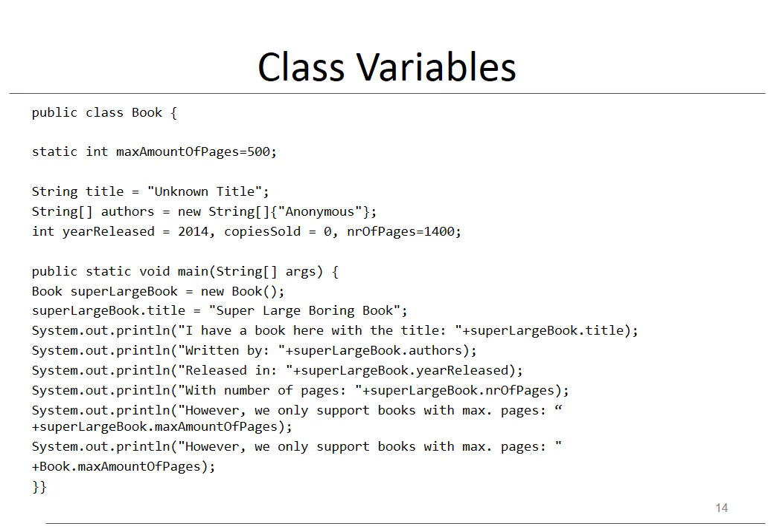In the main method, we create a new book object, superLargeBook. Its title variable is set to superLargeBoringBook. The next statements print the title, authors, yearReleased, and number of pages to the console. The final two statements print the maximum amount of pages, first accessed through the superLargeBook object, and then through the class Book itself.